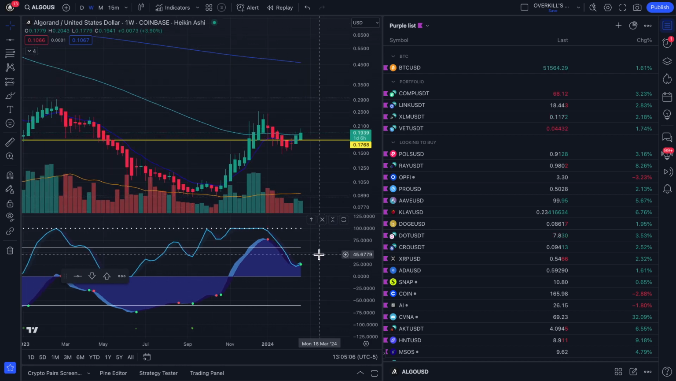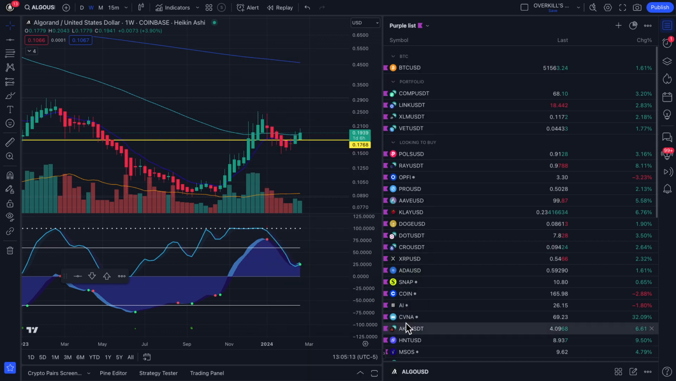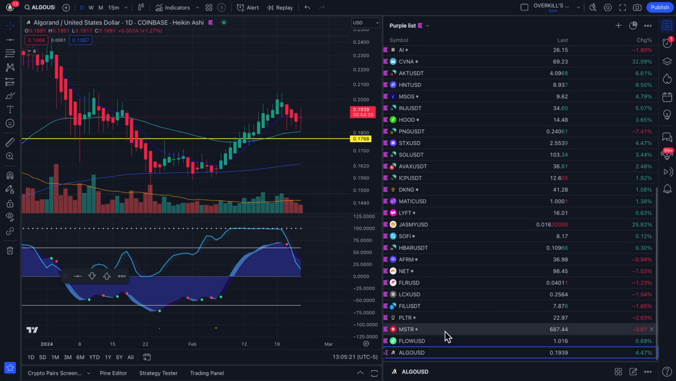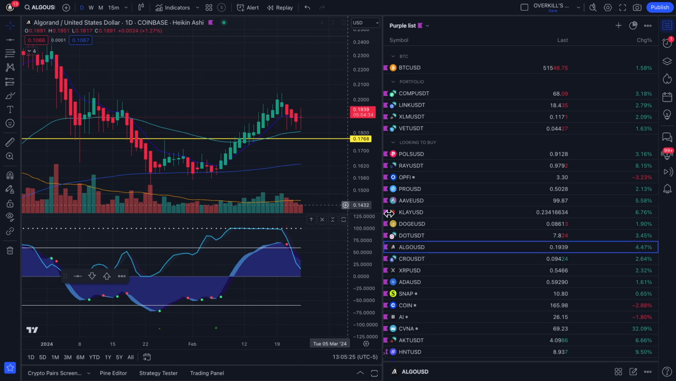And here's Algorand actually giving a signal here as well this week. Bada bing, bada boom there. Nice one. Okay, that one's on the looking to buy list there. 17 cents is our stop loss. This looks real good for a trade here, folks. This one looks real good here. Okay, I'm moving that one up as well. That's going up there as well.